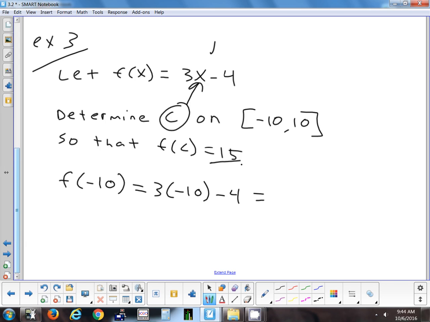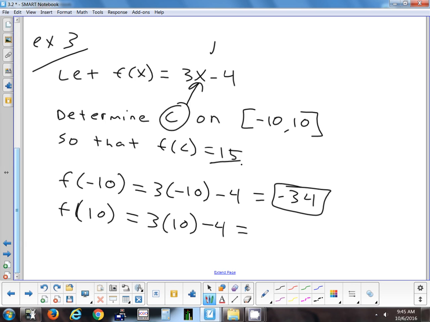Yep, I get negative 34. Okay, so I know at some point I'm starting at negative 34, and let's see how high I go. Let's plug in an x value of 10. And what's the highest y value that I'm going to hit on this interval? 26. So now we can decide, is the question they asked us even possible?